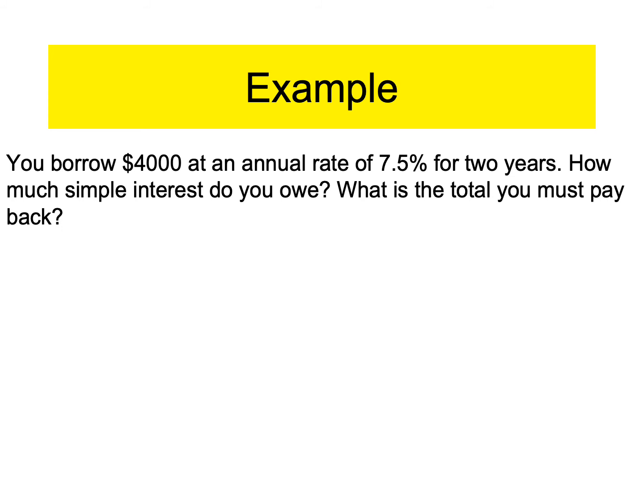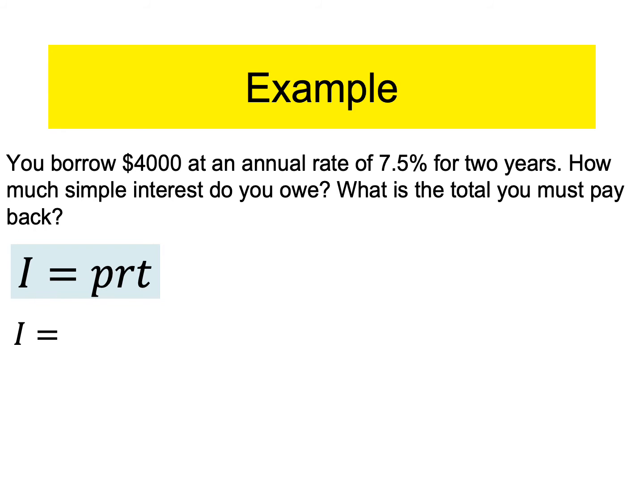Okay, so you borrow $4,000 at an annual percentage rate of 7.5%. Your loan is for 2 years. Well, how much simple interest do you owe, and what is the total you must pay back? All right, let's do this. So remember, I stands for the interest in dollars. We're going to calculate that.